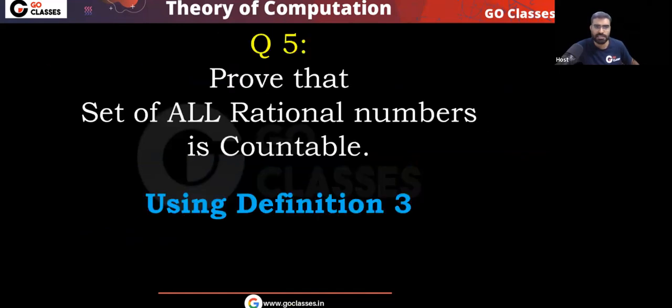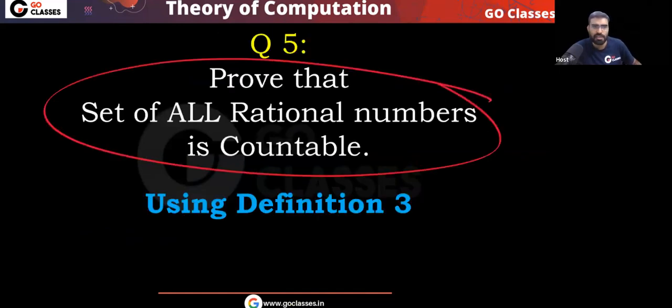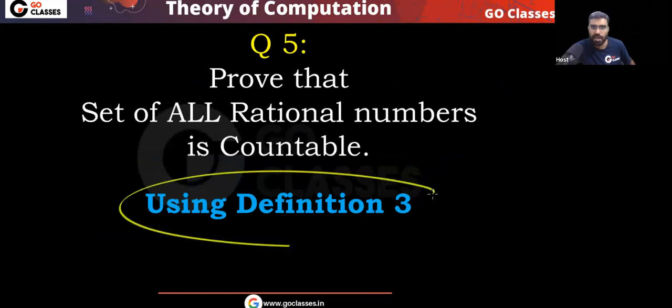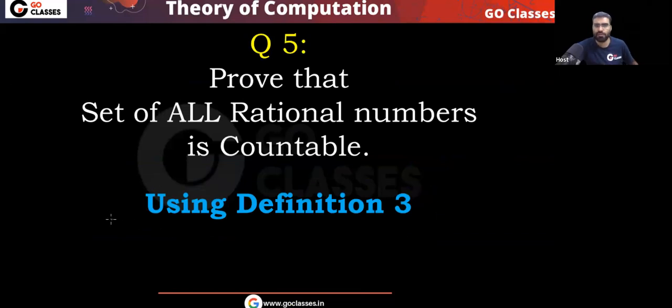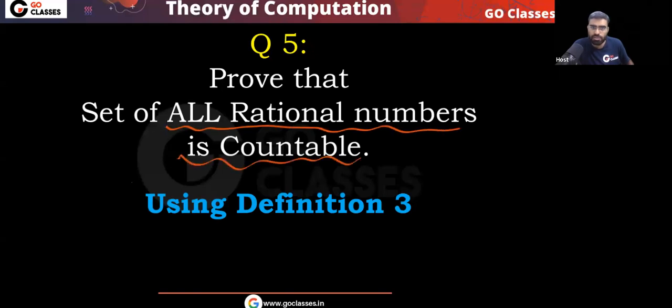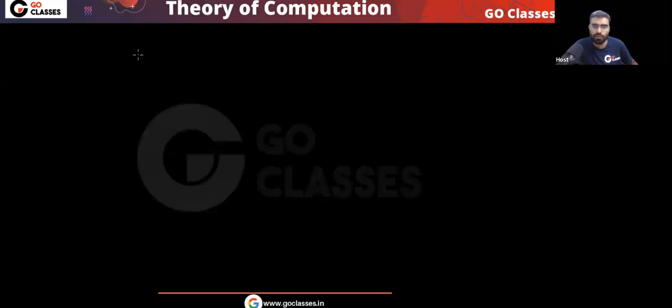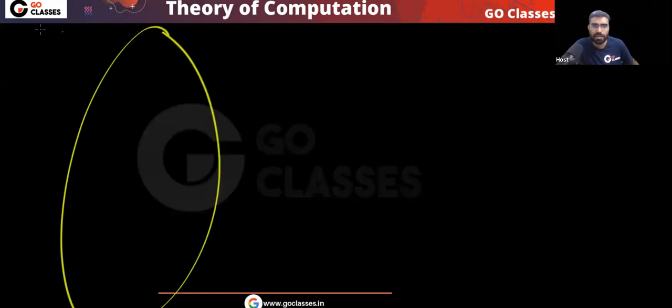Okay, let's move on. Let's see this question. Prove that all rational numbers are countable using definition 3. Don't even apply definition 2 or definition 1. They are too complicated. It is a cakewalk for you. Take a copy and pen.